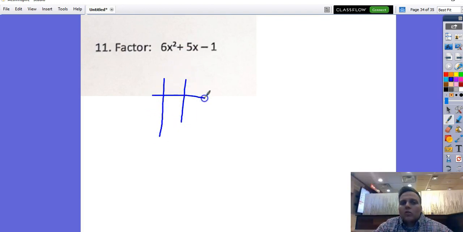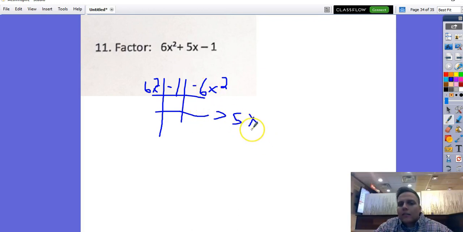So we're going to do it through tic-tac-toe. Alright? So we put 6x squared in this box, negative 1 in this box. We multiply the two, so negative 6x squared. Make this 5x. So we need two numbers that multiply to this, but add to this. I encourage you to pause the video and try to figure it out if you haven't done so. But the two numbers are 6x and negative 1x.